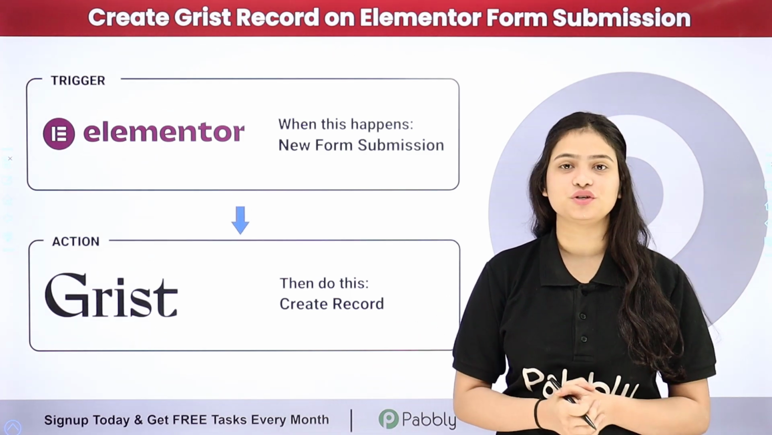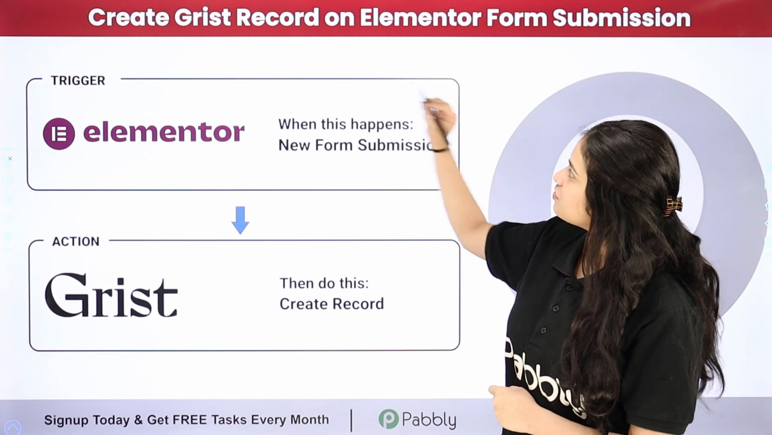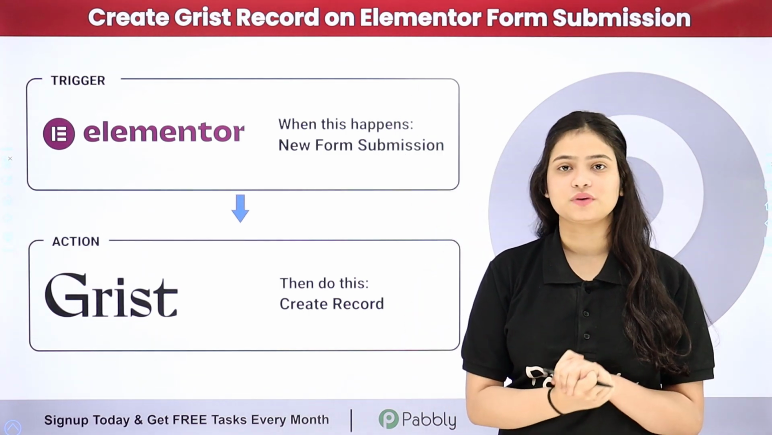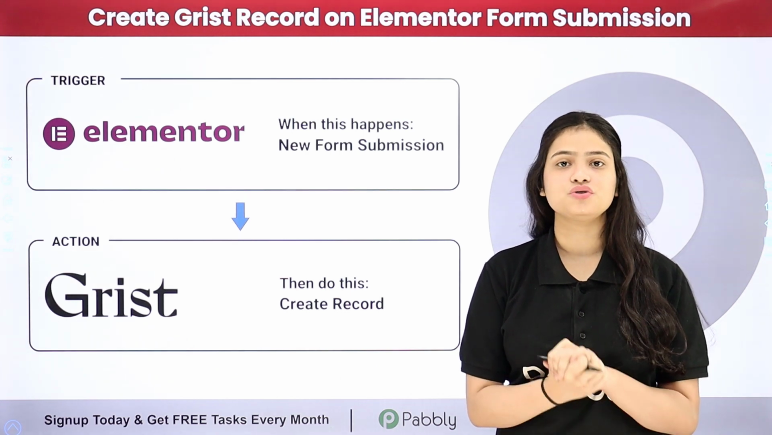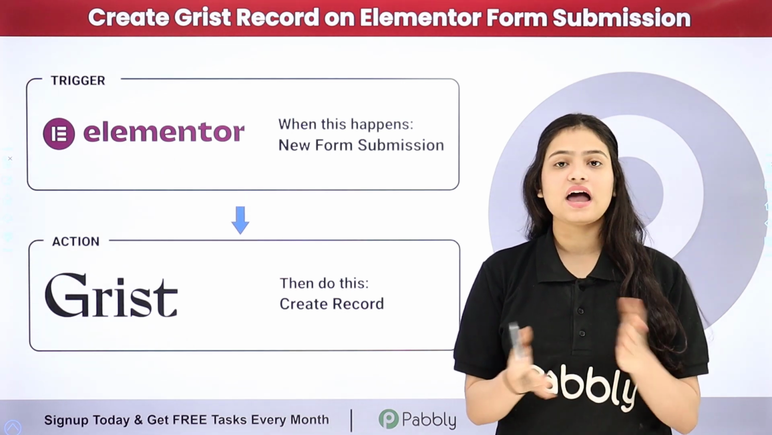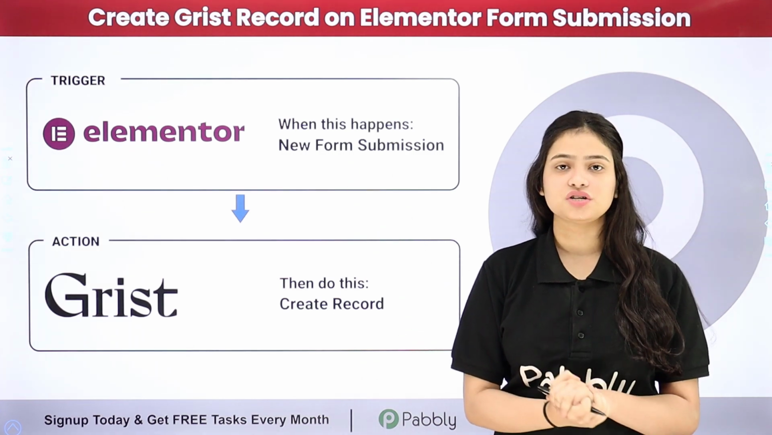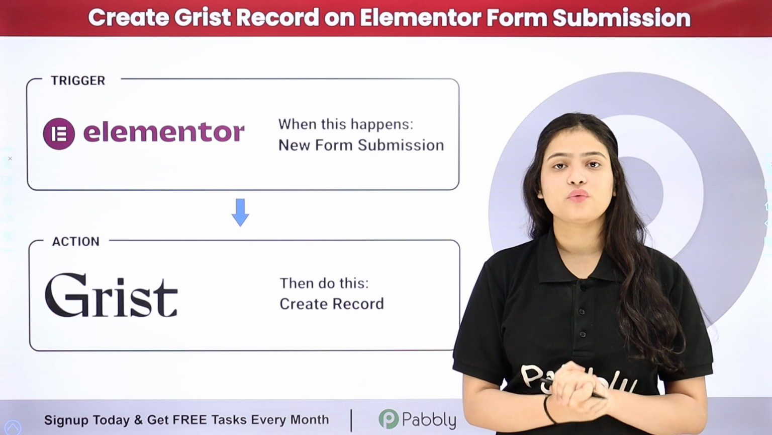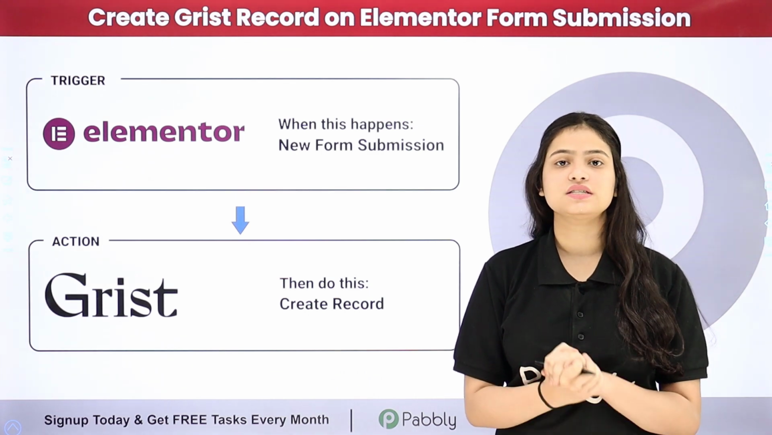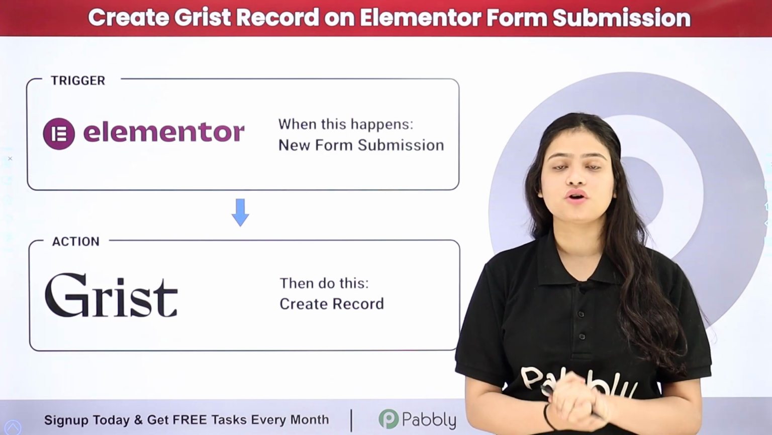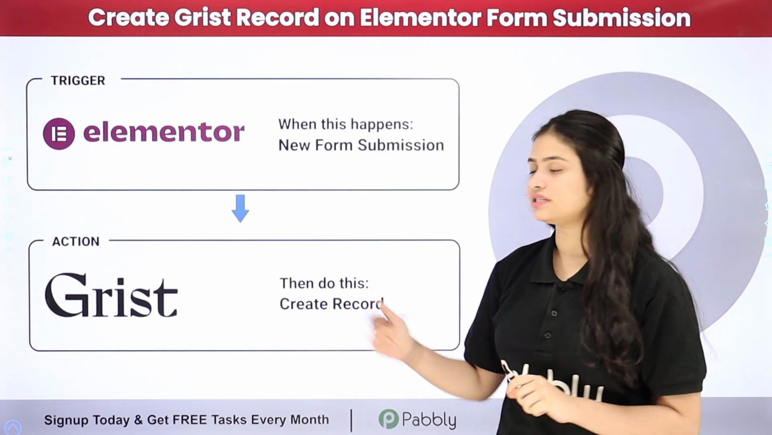In this video, we are going to learn how to create a Grist record on Elementor Form submission. So here I am managing an event management company, and in order to promote it and generate leads for my business, I have created a special contact form with the help of Elementor, and I have attached it on my website. Now my objective is that as soon as an interested lead submits that form with their details, a record should automatically be created of all the details of that lead in my Grist database.